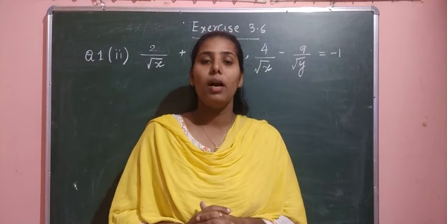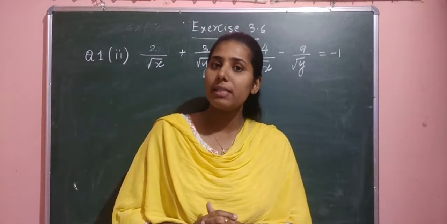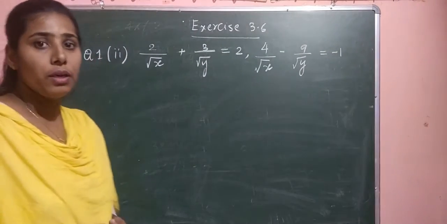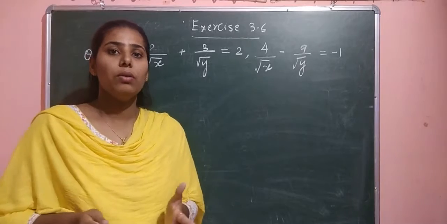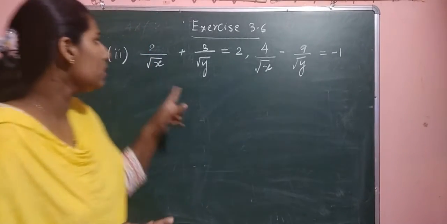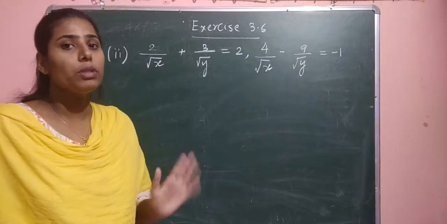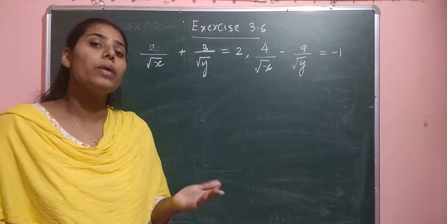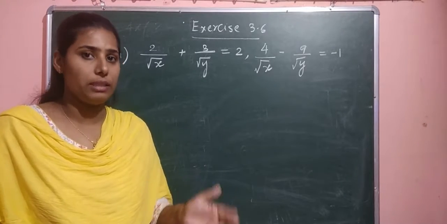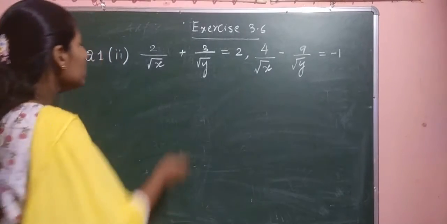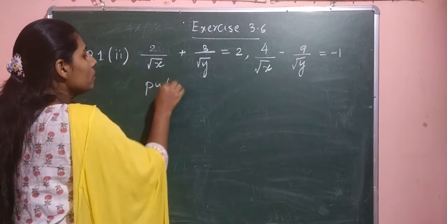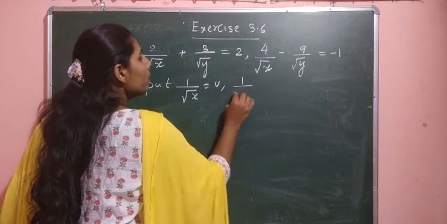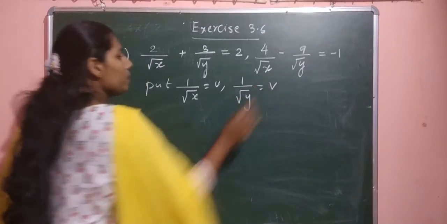Today we will be doing our exercise 3.6, and for this I am doing question number 1, second part. So now what is happening here is root x and root y both are in the denominator. So this is not in the form of a linear equation. So we have to convert this into the form of a linear equation. So what can I do here? I will just put 1 upon root x as u and 1 upon root y as v.